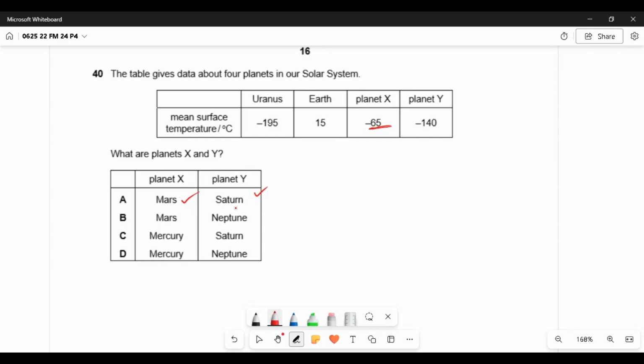Mars and Neptune. Neptune is very far. Because Uranus is in between them, Neptune should have less than negative 195, so this is impossible. Mercury is closer to the sun, so it should have a higher temperature, not a lower temperature. So for me, option A is correct.